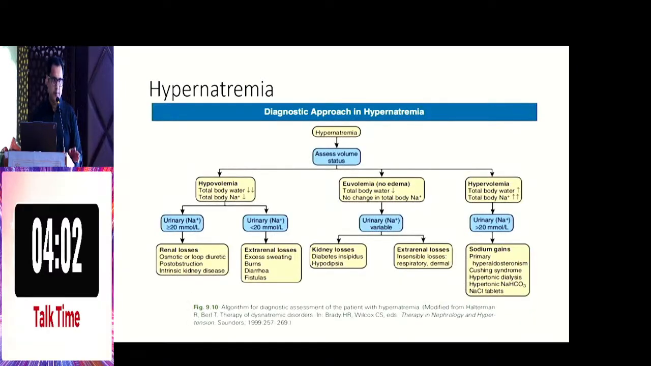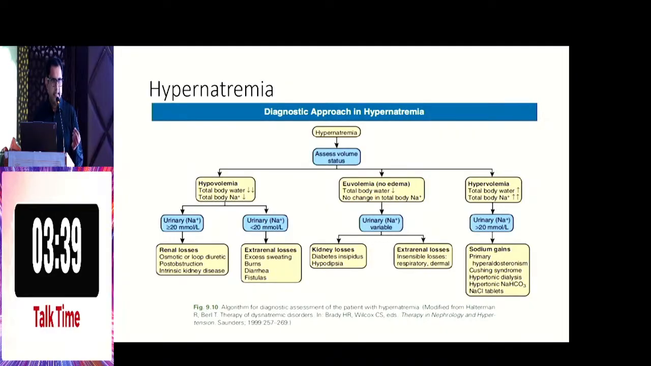Now hypernatremia. Hypernatremia is exactly opposite. So there is a defect in the concentration of the urine. So again, while approaching these cases, we have to assess the volume status of the patient. Here the problem is the water, it is not the sodium, it is the water. So in hypovolemic hypernatremia, the total body water has actually gone down, more than the total body sodium.